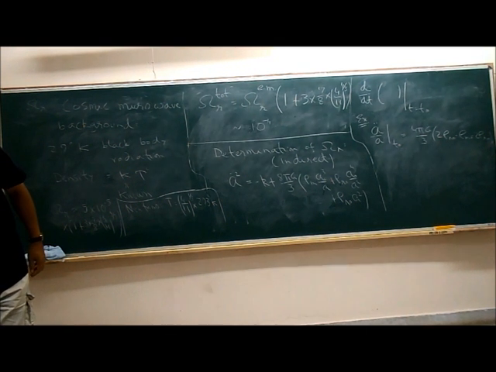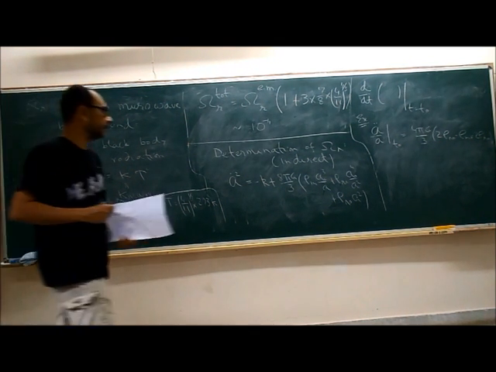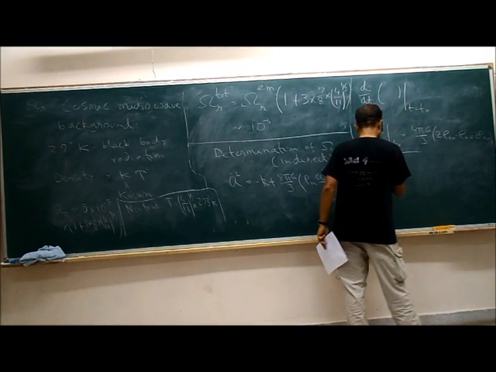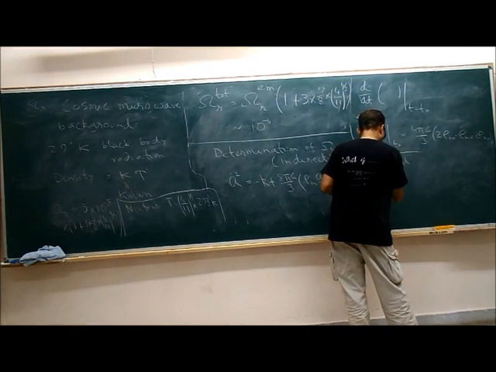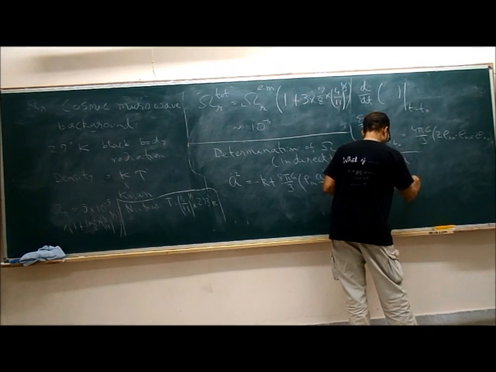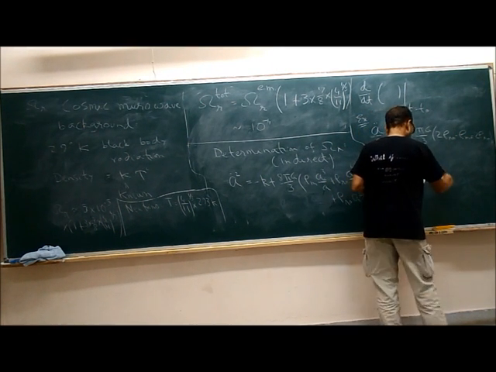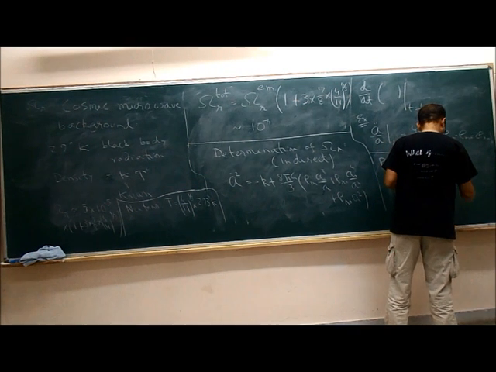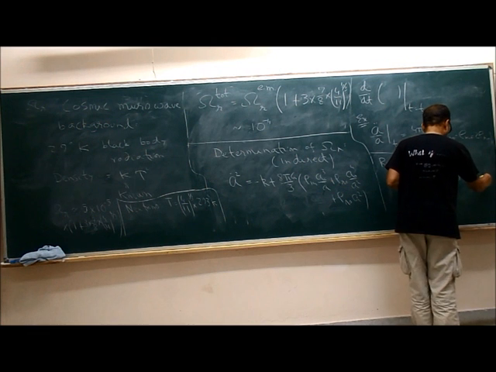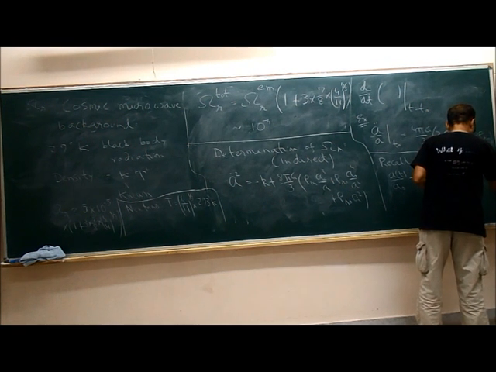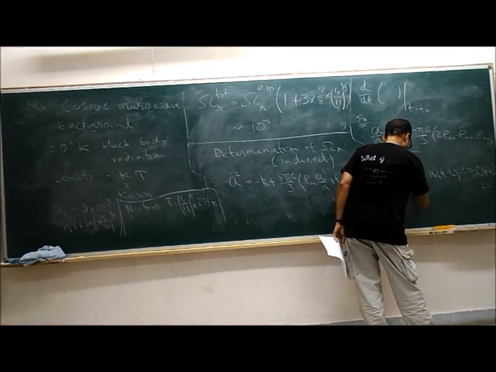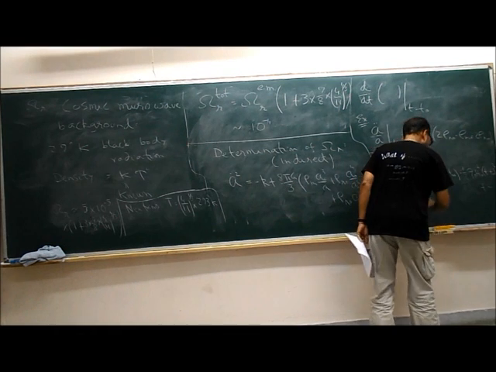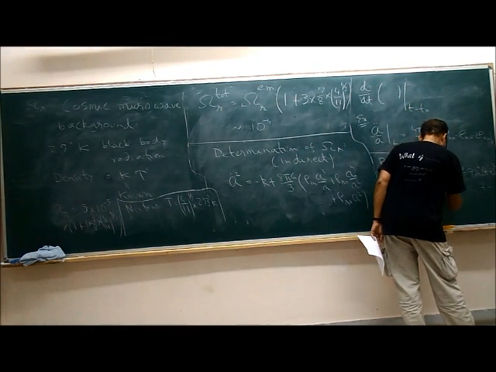Now let's compare this with our definition of the deceleration parameter. So recall that we had defined the deceleration parameter by saying that A(t) over A naught is 1 plus H naught (t minus t naught) minus half q naught H naught square (t minus t naught) square, and then plus higher order terms. That A double dot over A naught is minus q naught H naught square.